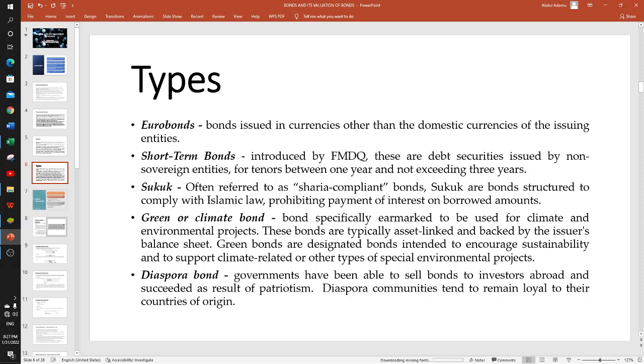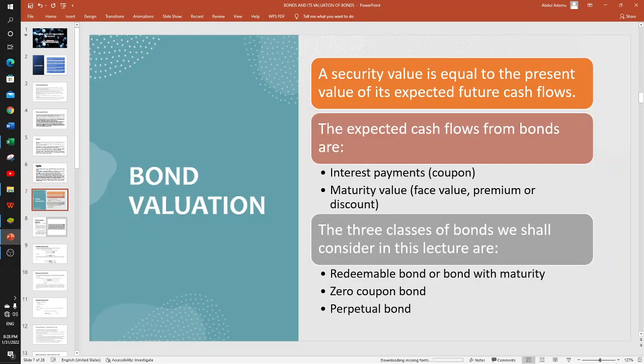Then we have diaspora bonds. These are bonds that government sells to investors abroad. That is, they are citizens living in the diaspora. They buy these bonds to help develop their country as a result of patriotism. So those are some background about bonds, their characteristics and types.